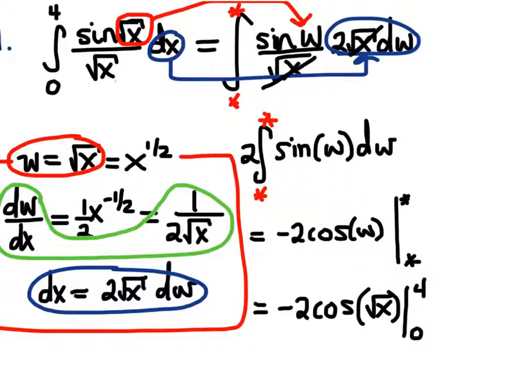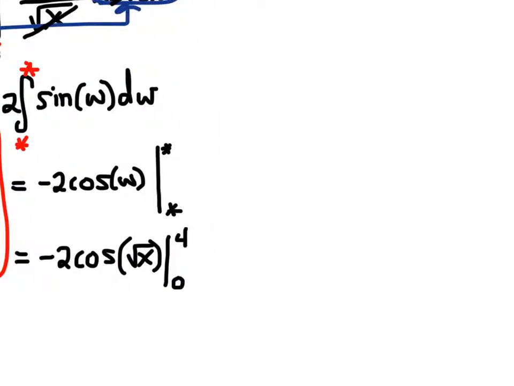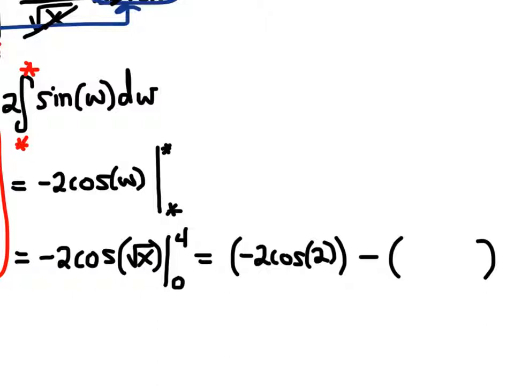And then finally, this is the last step. We're going to apply the fundamental theorem of calculus, which says we input the 4 first, so we get minus 2 cosine of square root of 4, which is 2. And then we subtract a negative 2 cosine of the square root of 0, which is 0.